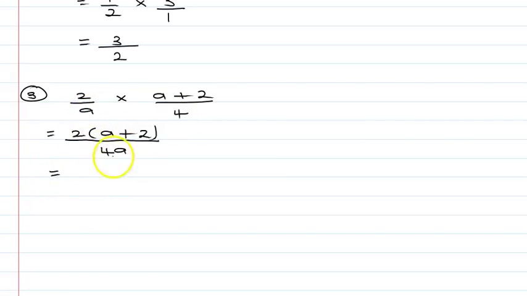Now, have I got any common factors? You can only cancel when things are multiplied together. So you can't be cancelling things over here because they're added. But this 2 is multiplied by this bracket, and the 4 is multiplied by the a. So I can cancel that. They both go into 2. So I'm left with 1 on the top and 2 on the bottom, which means on the top I'm just left with a + 2, because that multiplied by 1 is just itself, over 2a.